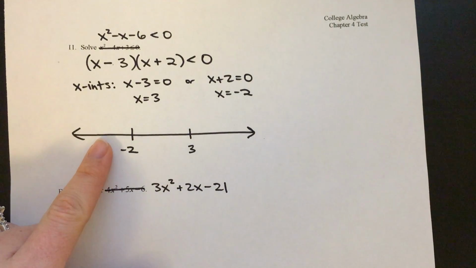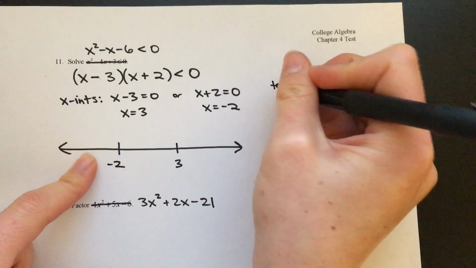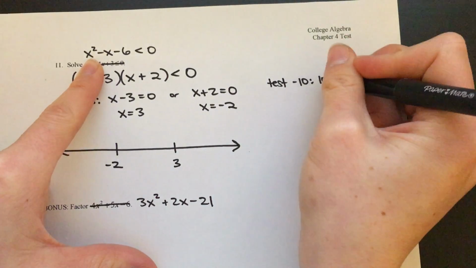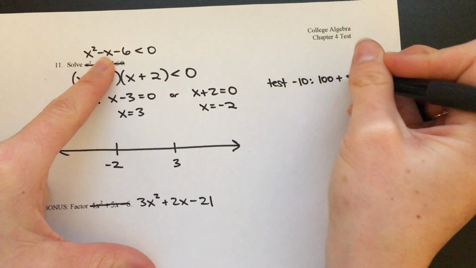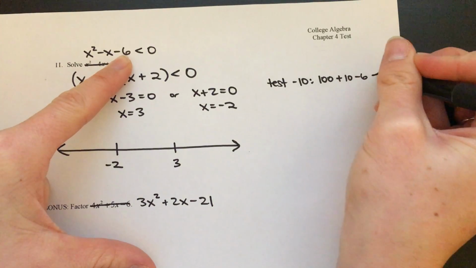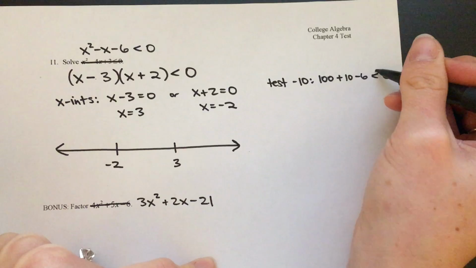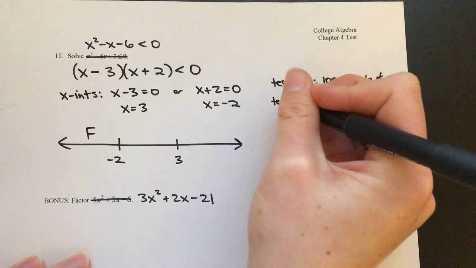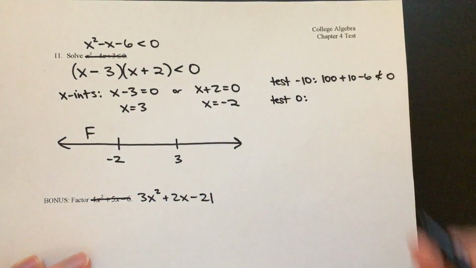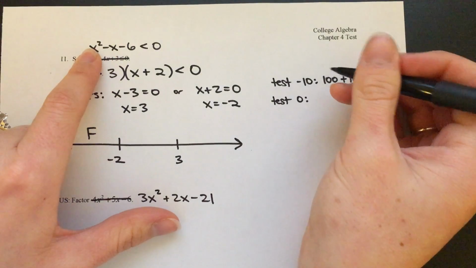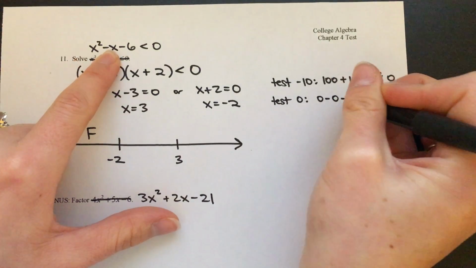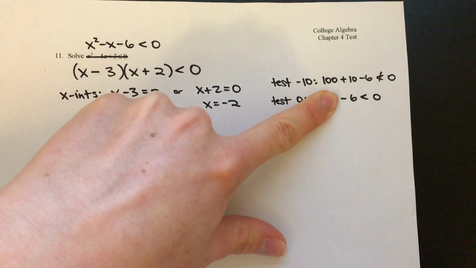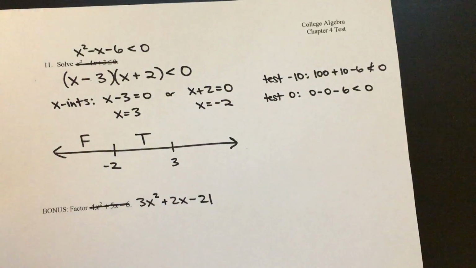So here we could test a value like, I don't know, -10. So we want to test -10, and we're just going to plug it in here. So if I square -10, I get 100, minus -10, minus 6. We want to know if that is less than 0. It definitely is not, so that would be false. If I plug in something between -2 and 3, 0 is our easiest option here. So if we plug this in, 0, minus 0, minus 6, we want to know if that is less than 0. So this is just -6, and yes, -6 is less than 0, so this region is true.